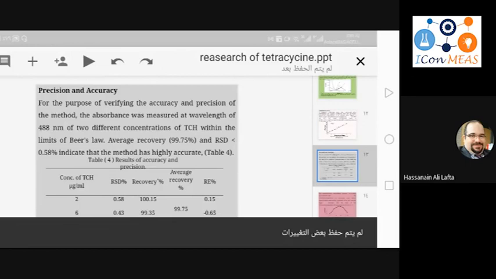Precision and accuracy. For the purpose of verifying the accuracy and precision of the method, the absorbance was measured at a wavelength of 488 nanometers for two different concentrations of tetracycline hydrochloride within the limits of Beer's law. Average recovery of 99.75% and relative standard deviation less than 0.58% indicate that the method is highly accurate. The results are shown in table 4.